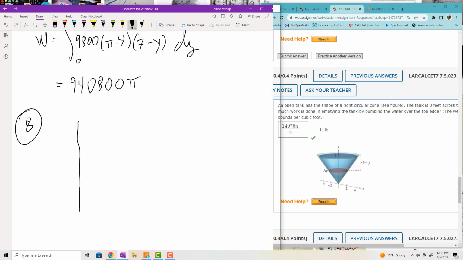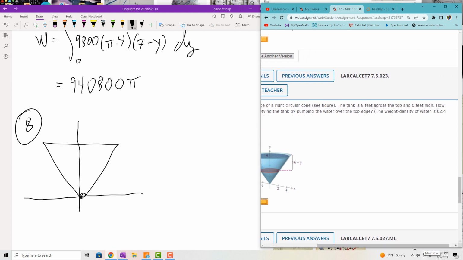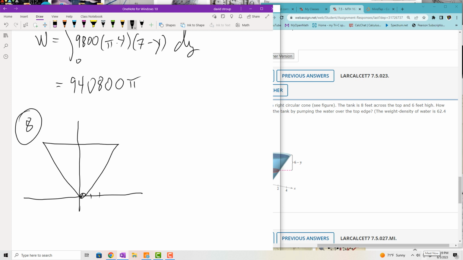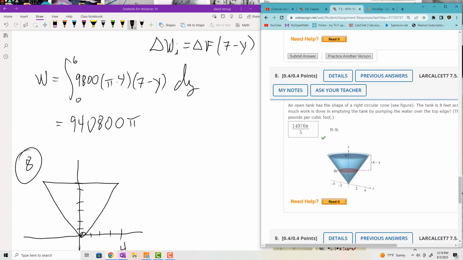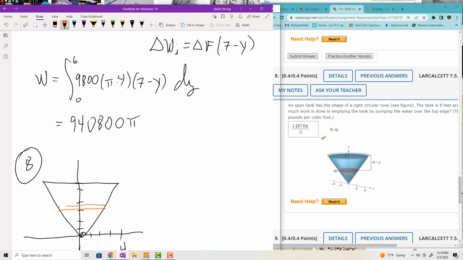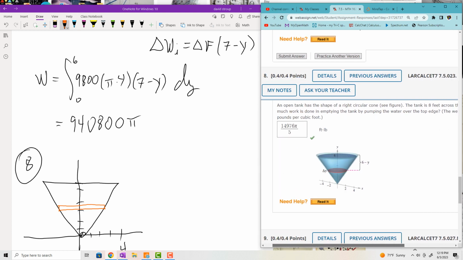So first off, I'm going to re-envision it as the cross section of the tank, like this. The tank is 8 feet across the top, so this will go over 1, 2, 3, 4, and it's 6 feet high. 1, 2, 3, 4, 5, 6. Okay, so we're thinking of each one of these things as a disk of some sort of fluid. Do they tell us? Yeah, it's water again.